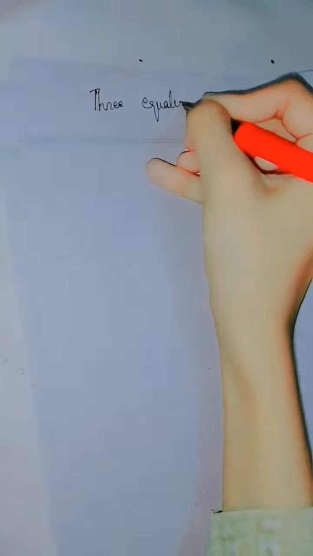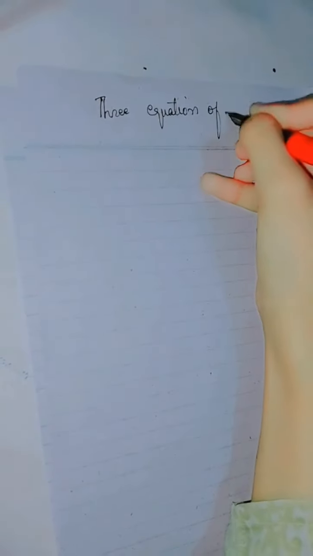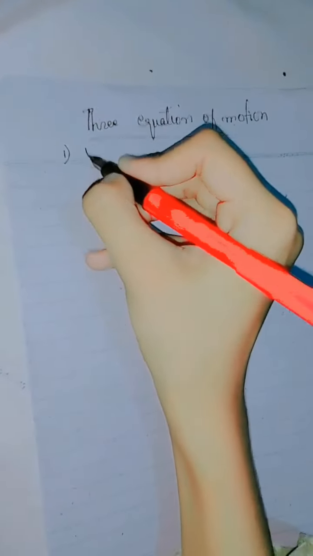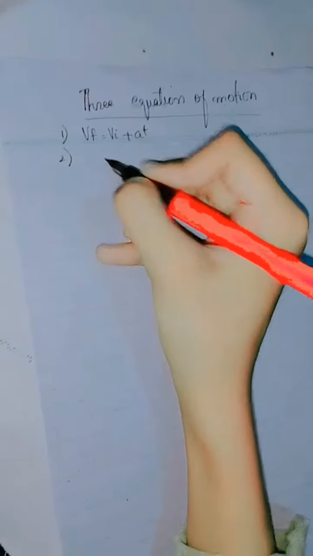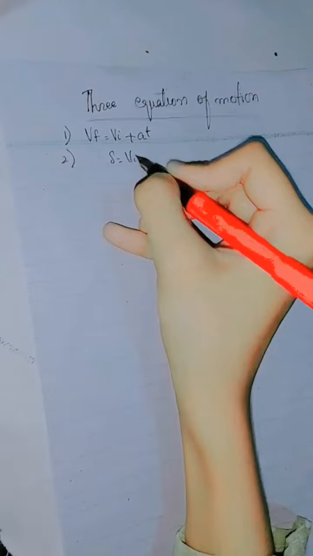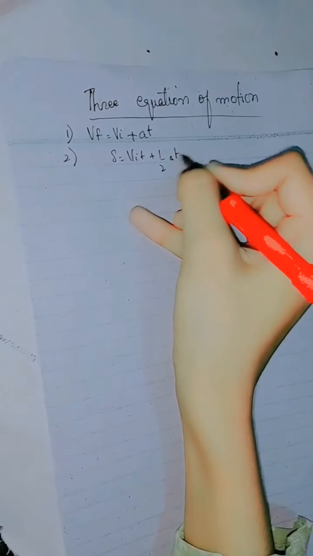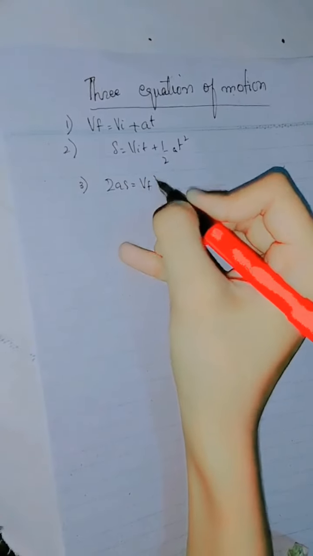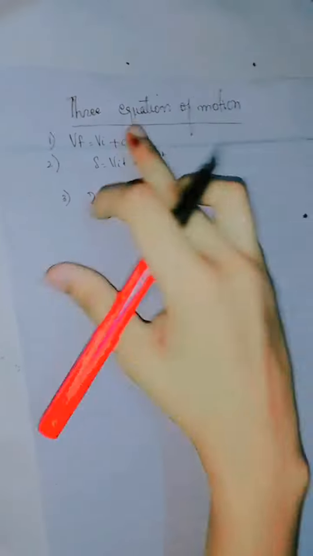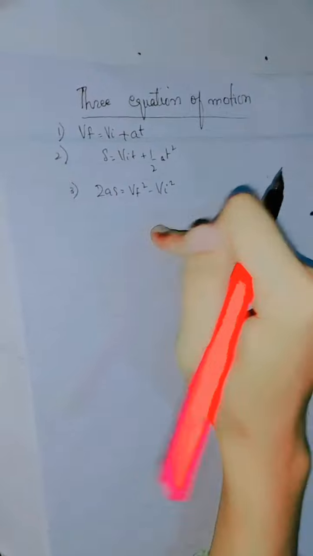Today we are going to discuss the three equations of motion. We'll derive all these three equations. What are they? First equation is Vf is equal to Vi plus At. Second equation is S is equal to Vit plus 1 upon 2 At square. Third equation is 2As is equal to Vf square minus Vi square. These are the three equations that we are going to derive.